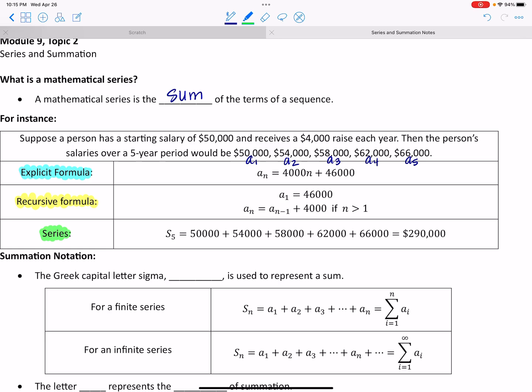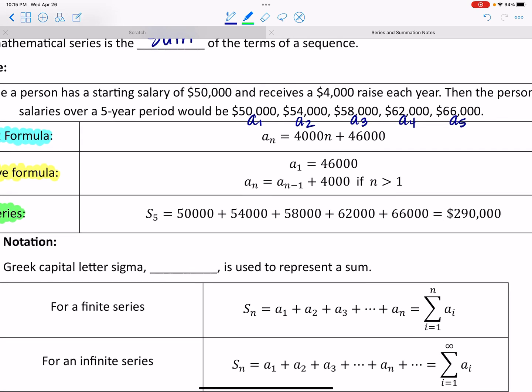So instead of just wanting to know what this person's salary would be in any particular year, what if I wanted to know how much money this person had accumulated in salaries over the course of, let's say, these first 5 years? Well, then I would want to add those terms together. So we would say the sum for the 5 terms, using S sub 5 as notation, would be the 50, 54, 58, 62, and 66,000 all added together.